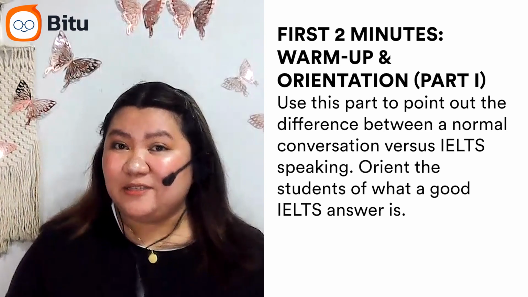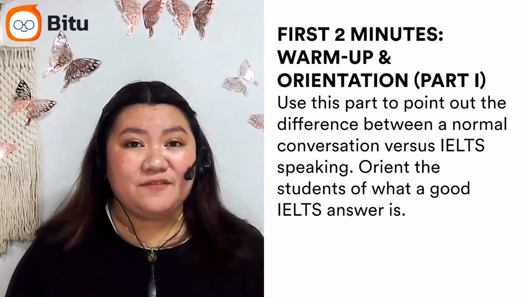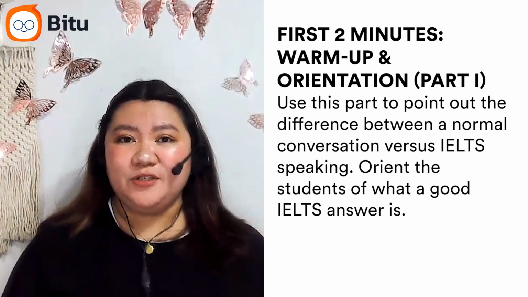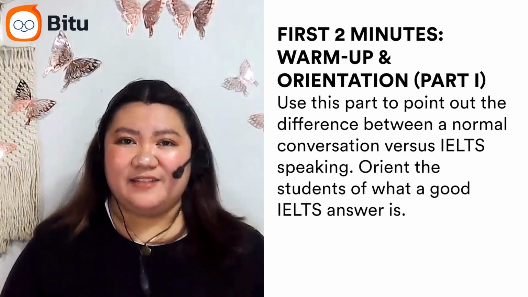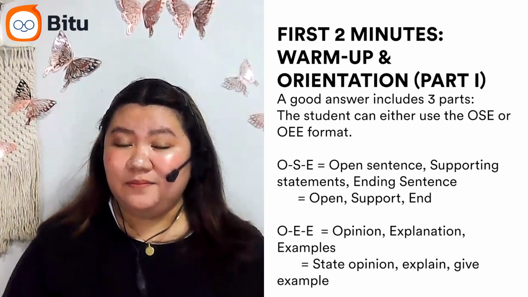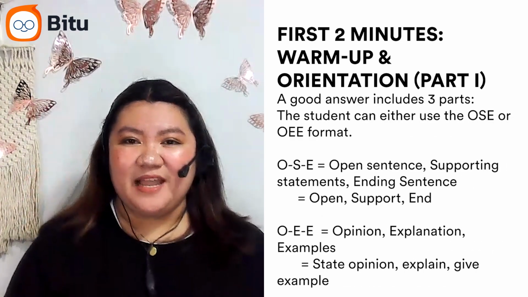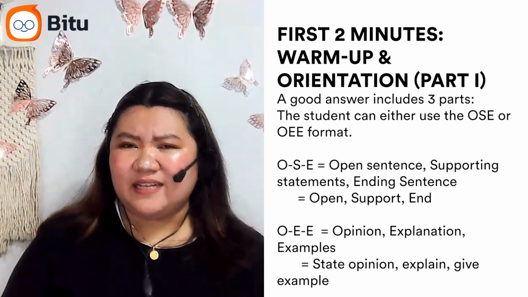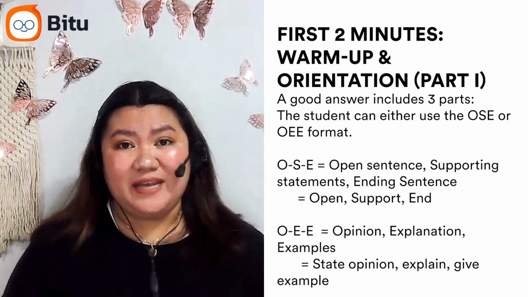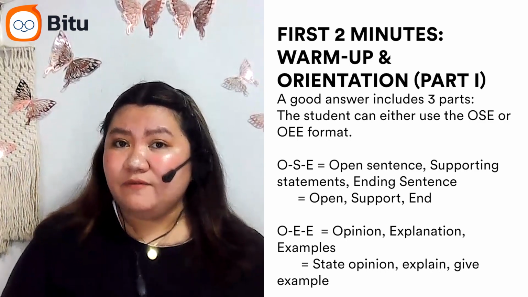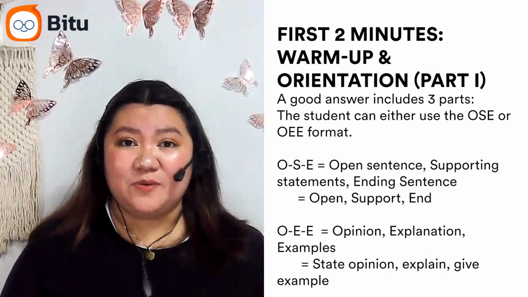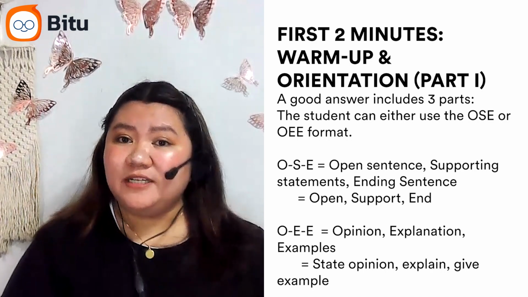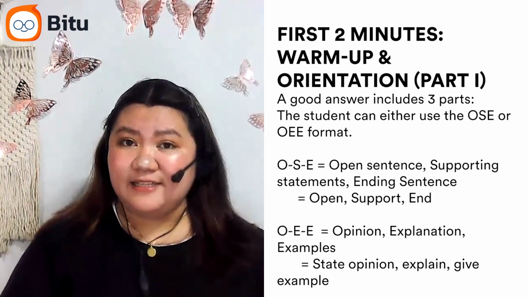And use this part as well to point out the difference between a normal conversation versus IELTS speaking. Orient your students what a good IELTS answer is. And a good answer includes 3 parts. The student can either use the OSE or the OEE format. But what is an OSE format? An OSE format is a format that the students can use to answer by giving an open statement first, followed by supporting statements, and an ending sentence.